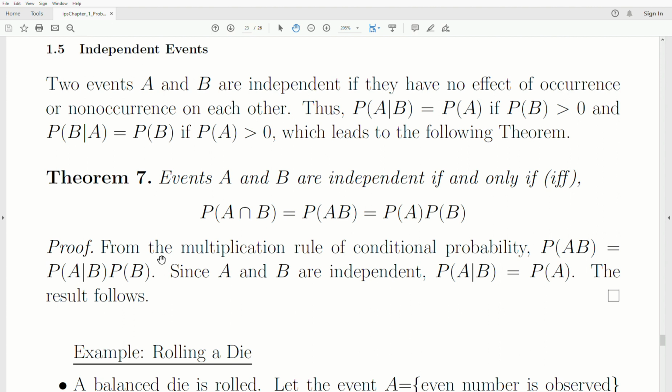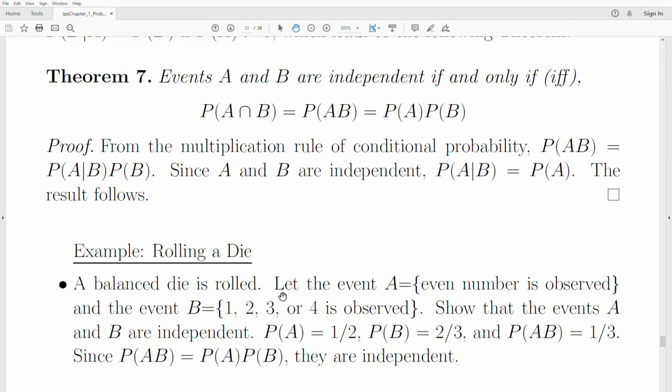And a quick proof of this is from the multiplication rule of probability. We have the probability of A intersect B is equal to this multiplication rule of conditional probability. But the probability A given B is just, right? Since A and B are independent, the probability A given B is just probability A. So you put that in there and the result follows.